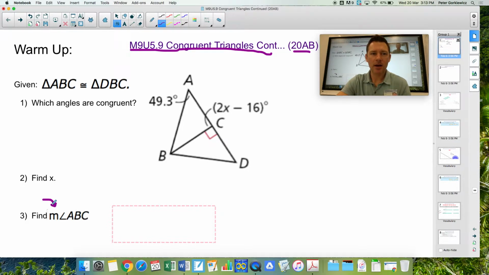Pause me and write down what angles are congruent. Go.